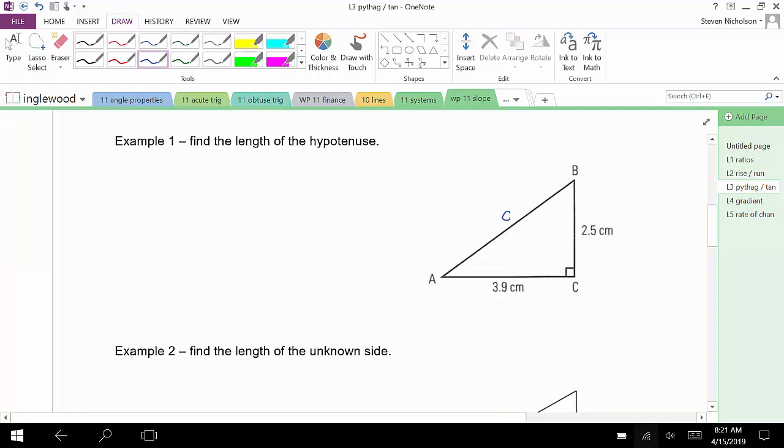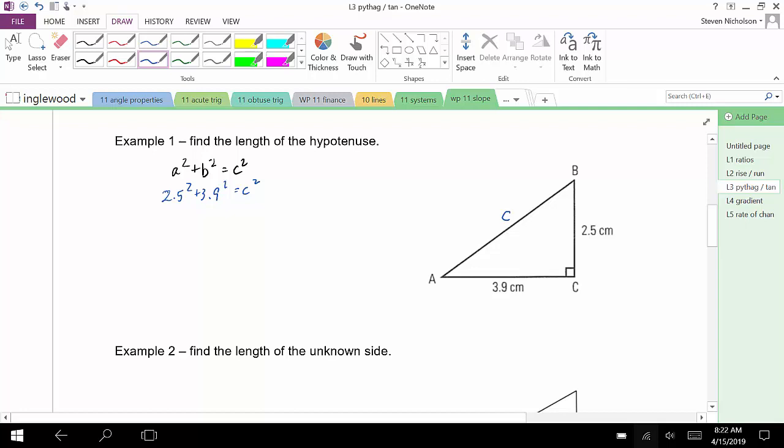So in this question right here, we want to find how long the hypotenuse is. And remember, the hypotenuse is the longest side. It's always a good way to check your answer. So 3.9 centimeters is the longest side of the legs of the triangle, so I know the hypotenuse has to be longer. It's always a good habit to write down the formula, and then we can just plug in the numbers and follow the steps. So 2.5 squared plus 3.9 squared is equal to c squared.